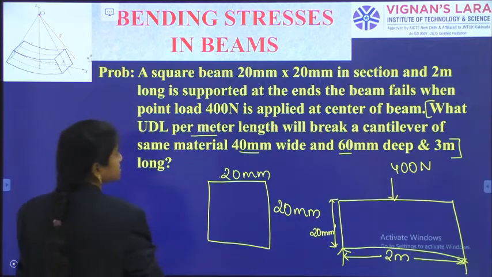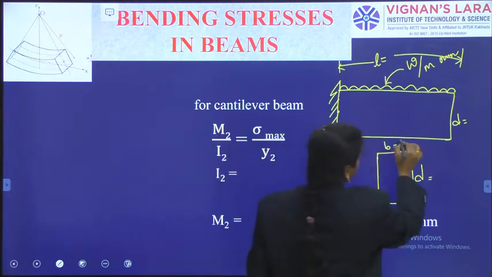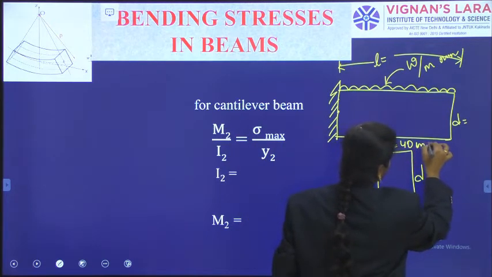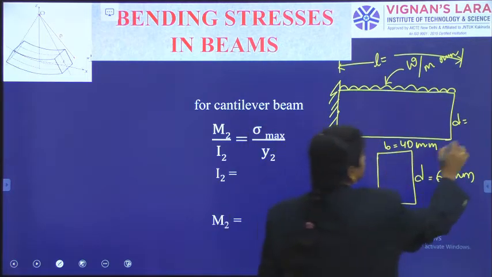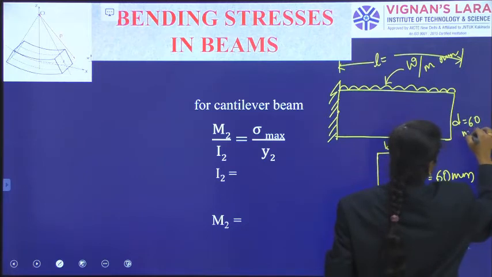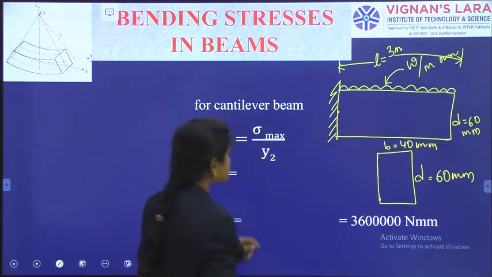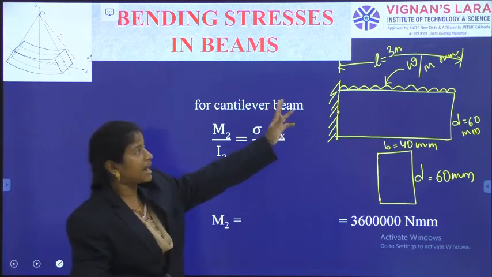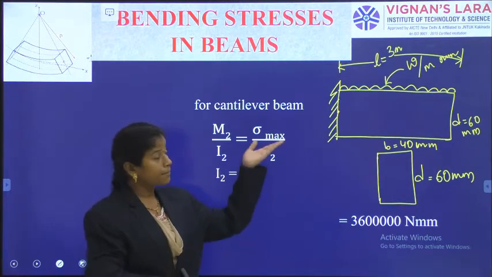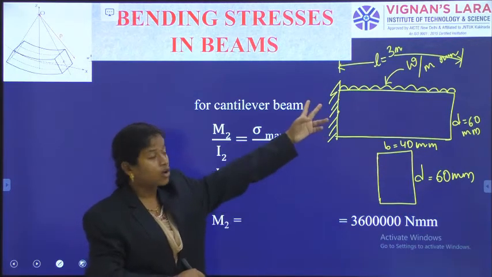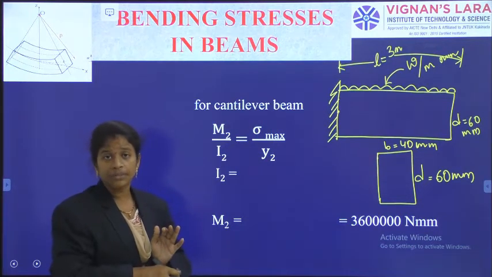Okay, so 60 mm deep and 40 mm width. When we see from the side view also, you can see 60 mm depth and 3 meter long. So these are the dimensions for the cantilever beam, and the cantilever beam is being subjected to a UDL W per unit meter or per meter run over the entire length of 3 meters. Now, for this cantilever beam, again the pure bending theory only will be helpful.